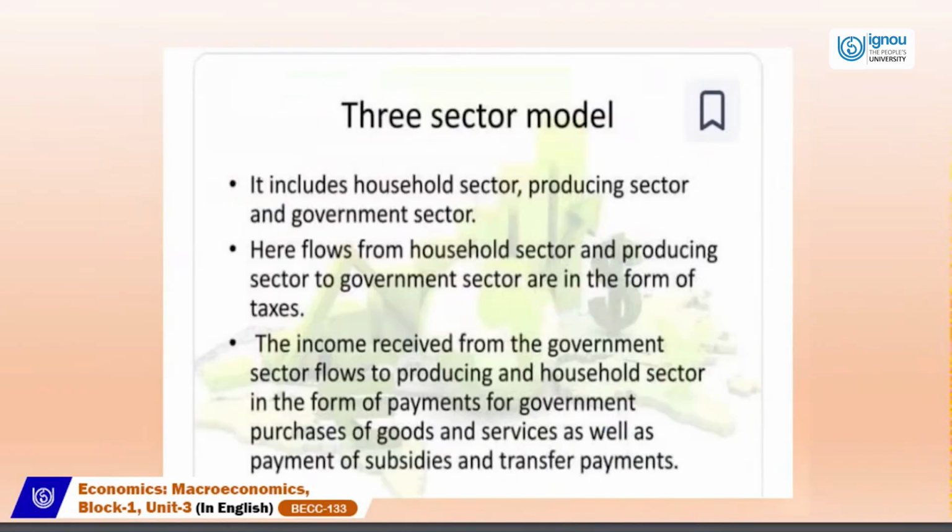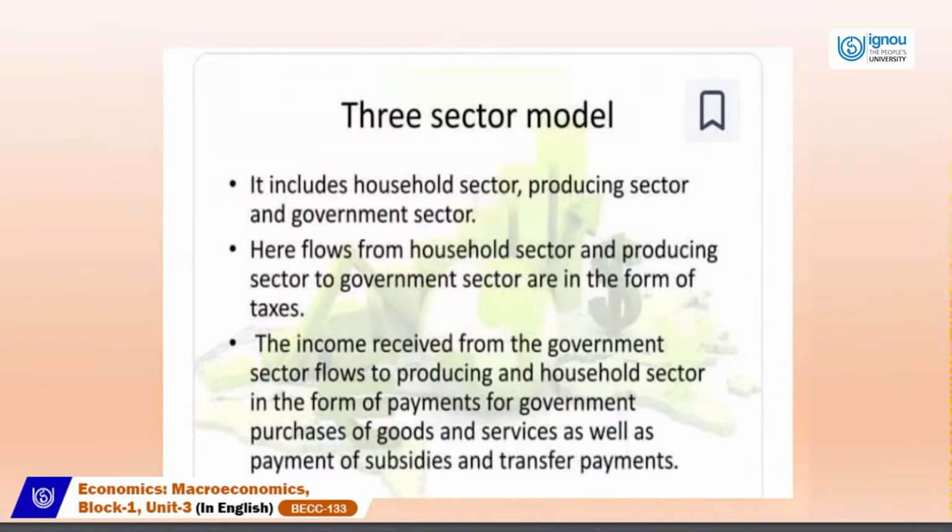Now we talk about the three sector model. It has the same two main sectors which I already discussed in the two sector model, that is the households and the businesses. The household sector is the households, and the producing sector is the firms or businesses. The government sector is the third main component under the three sector model.